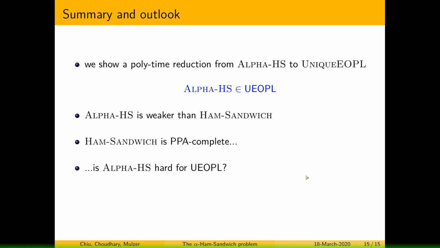The next thing to consider is that ham sandwich is complete for PPA. Is there a corresponding result for alpha ham sandwich in UEOPL? Or perhaps more optimistically, is alpha ham sandwich in the complexity class P?